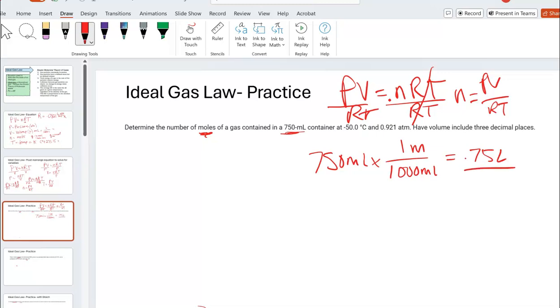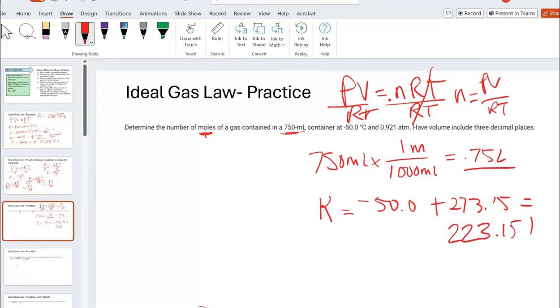My temperature is in degrees Celsius. If I want Kelvin, I'm going to have to take my negative 50 degrees Celsius and add 273.15. 273.15 plus negative 50 is going to give me 223.15. That's Kelvin. Now I'm ready to solve for n.